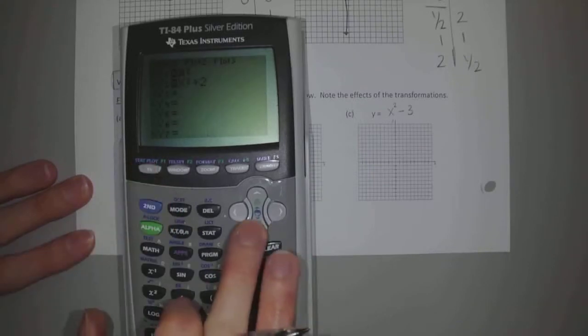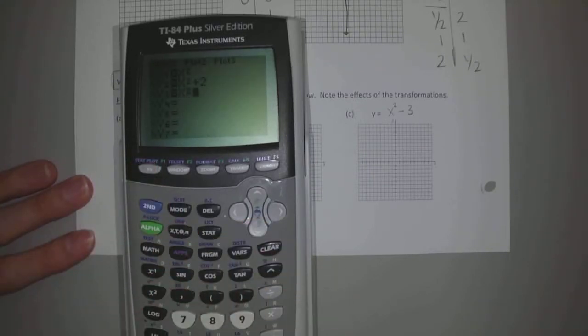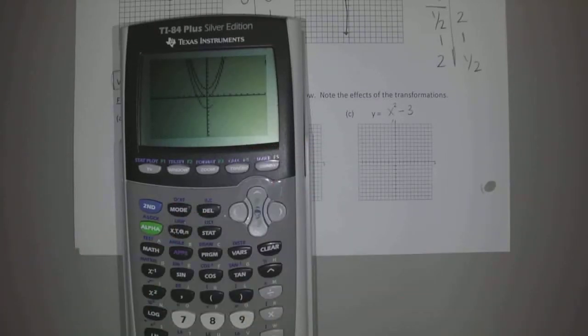So now that you saw that, you probably can guess what our next thing is going to do. I'm going to type x squared minus 3 in our y3, okay? And you can probably guess what that's going to do, guys. If a plusing made it go up, what's a minusing going to do? Make it go down. And that's exactly what happens.